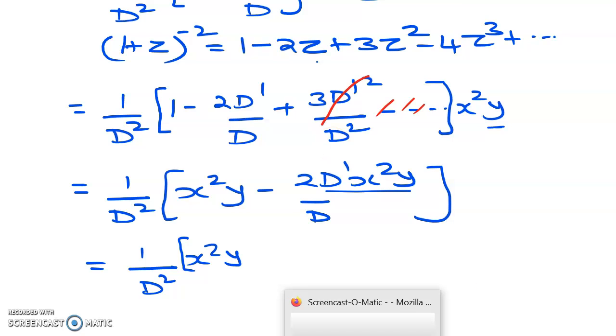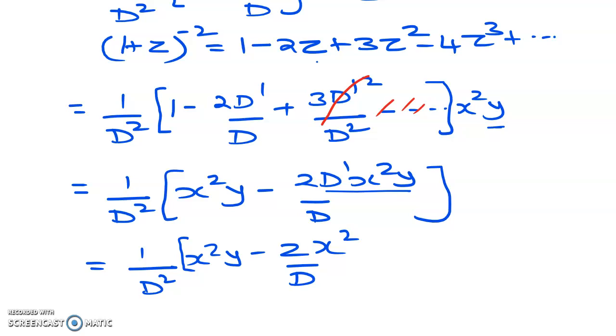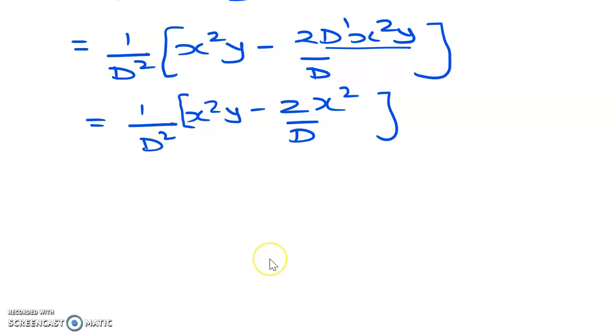Now what does it mean? When I differentiate with respect to y, I get minus 2 by D as it is. Okay, 2 by D, I have it. The partial derivative with respect to y of x squared y is nothing but only x squared, as I explained. So now we are entering almost the last step.